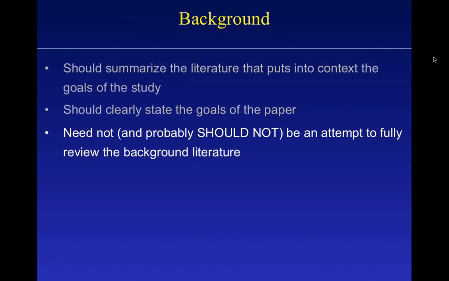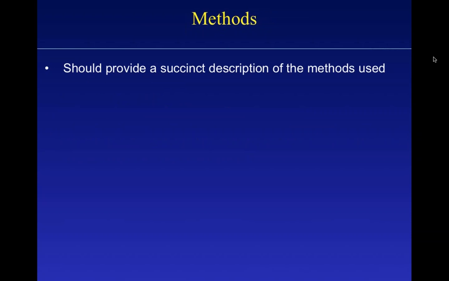The background need not, and probably should not, be an attempt to fully review the background literature. The more detailed background review goes into the discussion when you put the findings in the context of the literature. The purpose of the background, again, is to create the case for the validity of the question you're going to answer and to address the reader's interest.